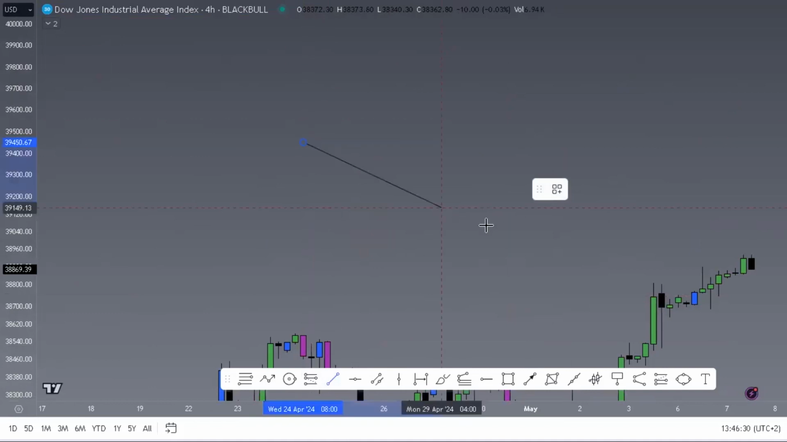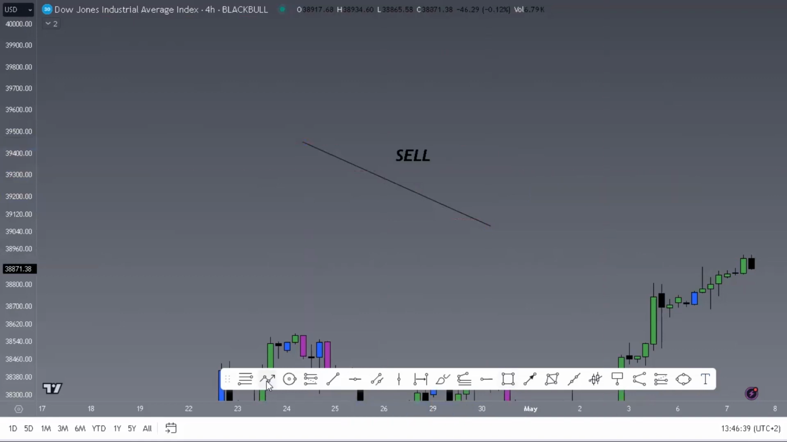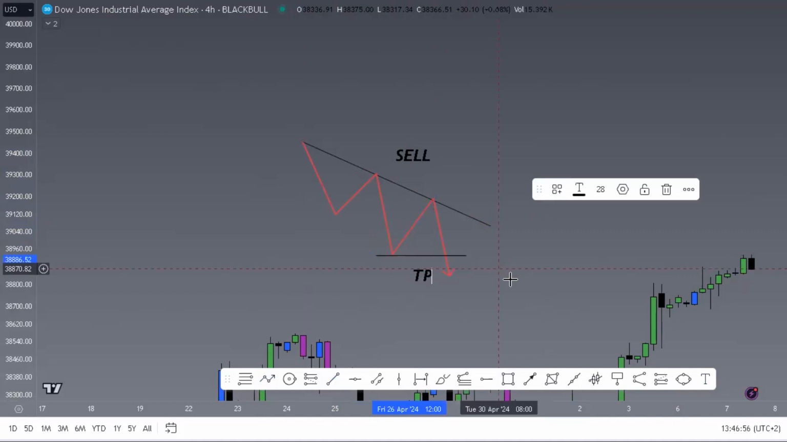Just pay attention. Once you see a trend going like that, you already know that you are looking for a sell. So how are you looking for that sell? You will have your first touch, your second touch, and then this is where we're going to look for our third touch. So on our third touch, we're going to have our TP there.